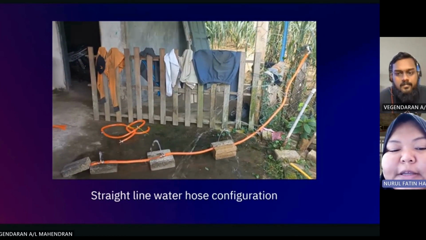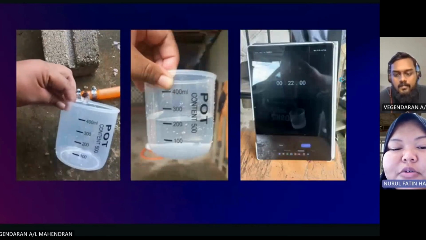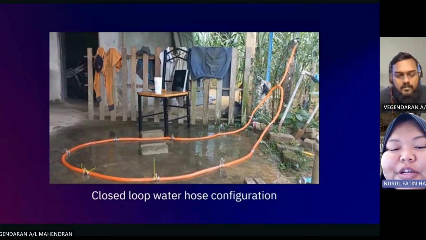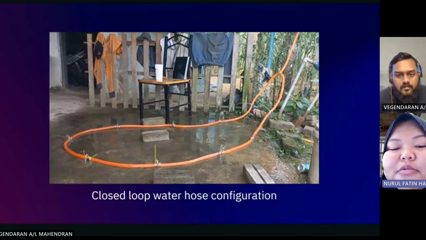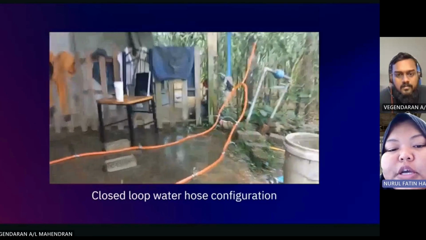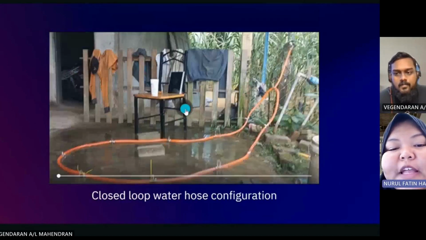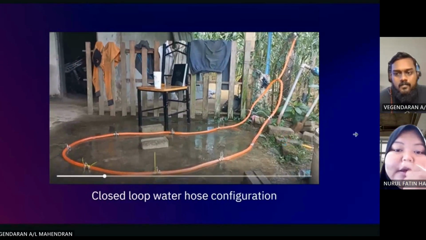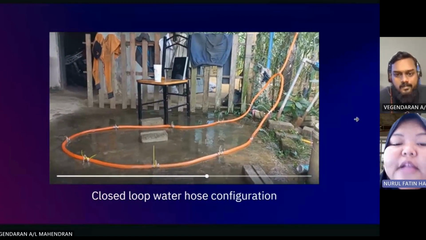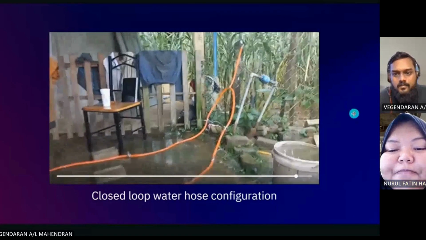Next one is the closed loop water hole configuration. Here we use a 515 cm pipe, and we use 10 holes. Okay, next.